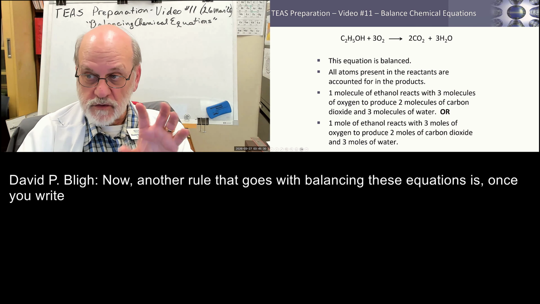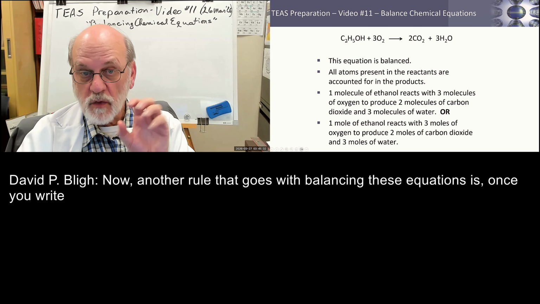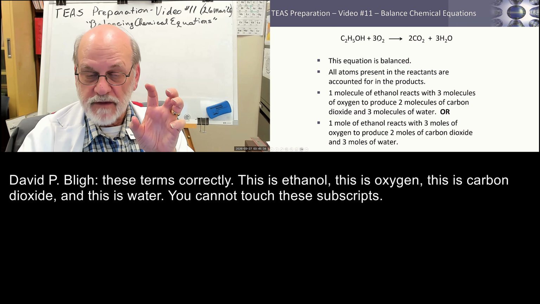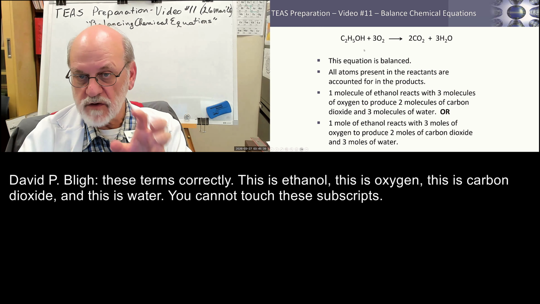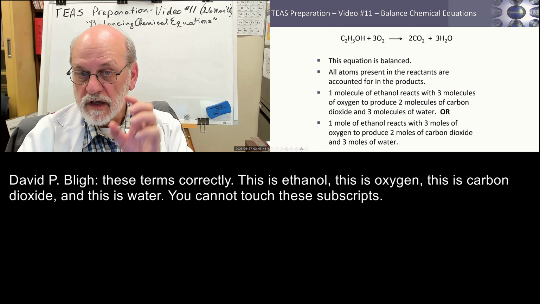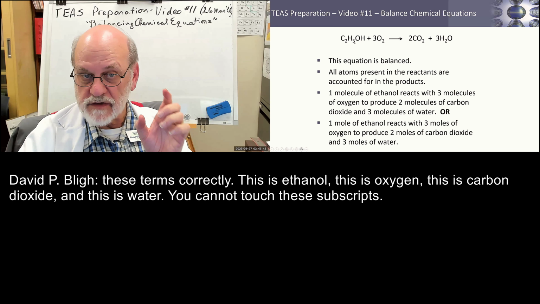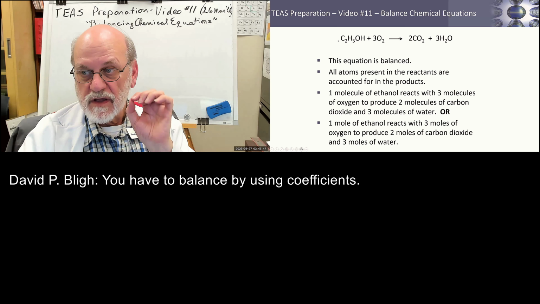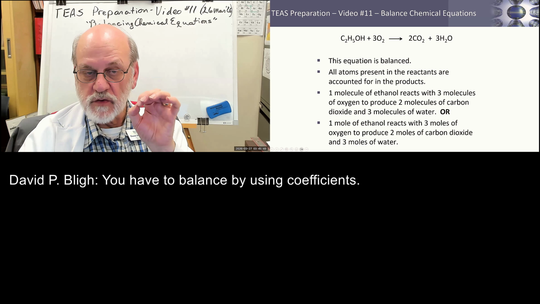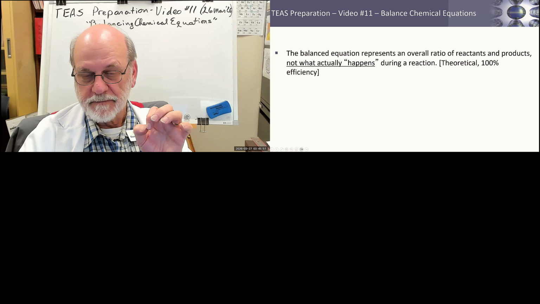Now, another rule that goes with balancing these equations is once you write these terms correctly, this is ethanol, this is oxygen, this is carbon dioxide, and this is water, you cannot touch these subscripts to balance the equation. You have to balance by using coefficients.